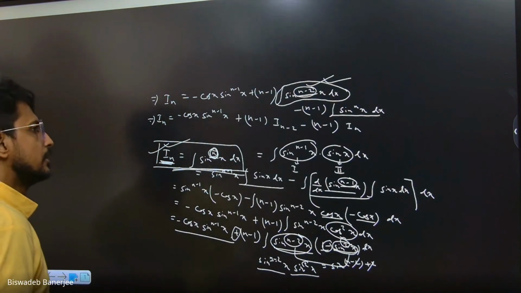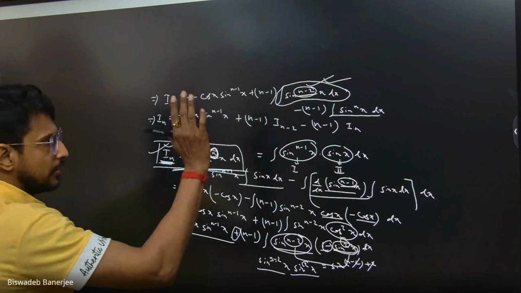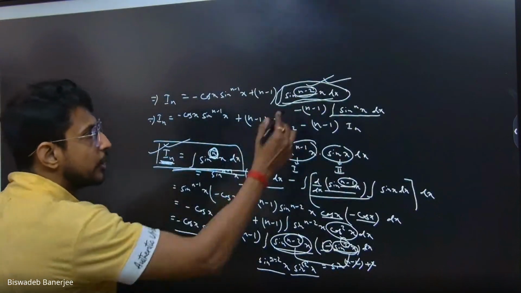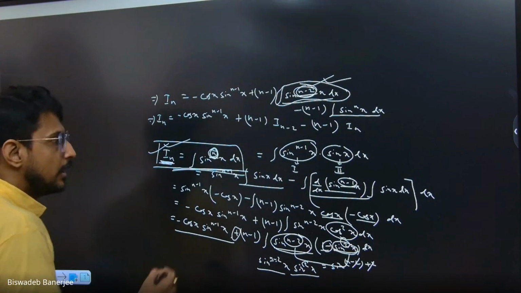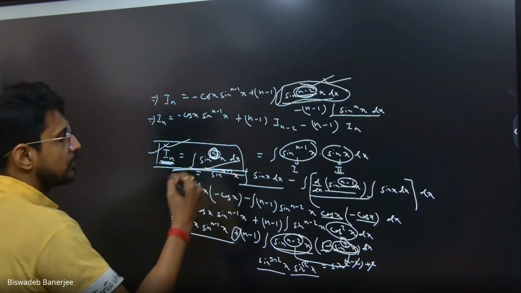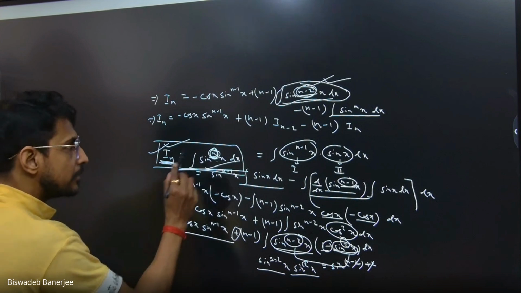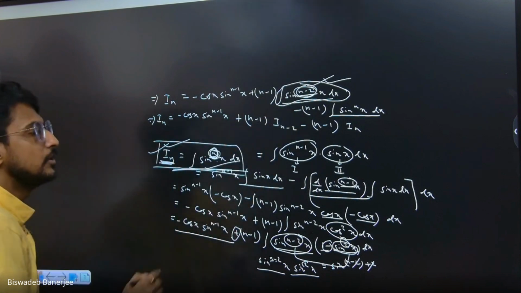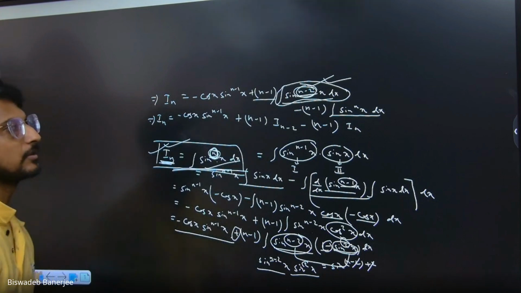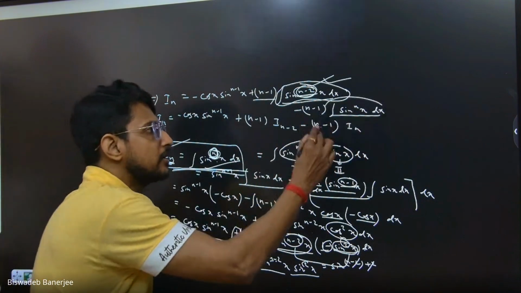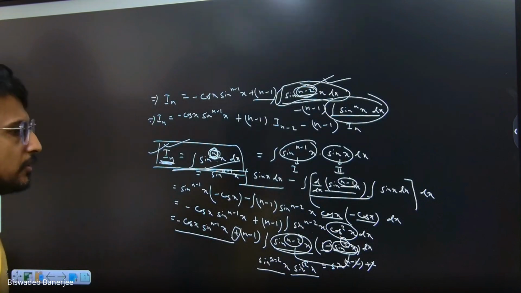So we are getting this. This is my I n minus 2 because my power is n minus 2, and here the power is n. If this is IN, this will be IN minus 2. N minus 1 remains as it is, and this is our direct IN. Okay.